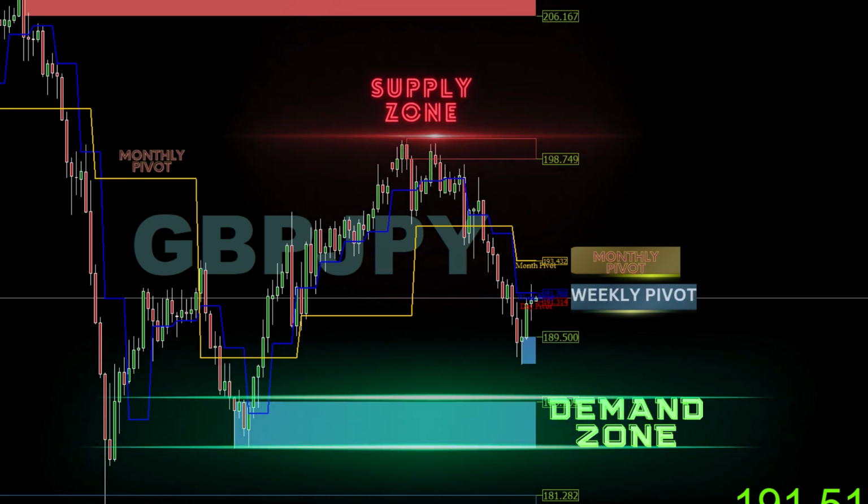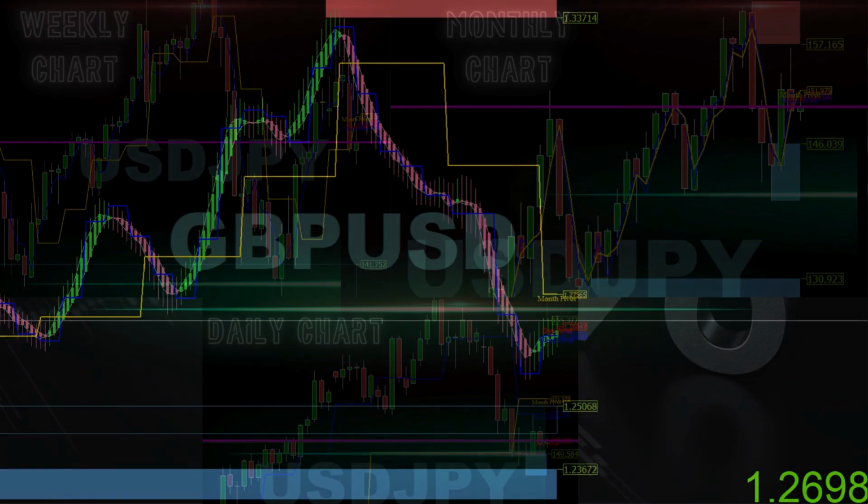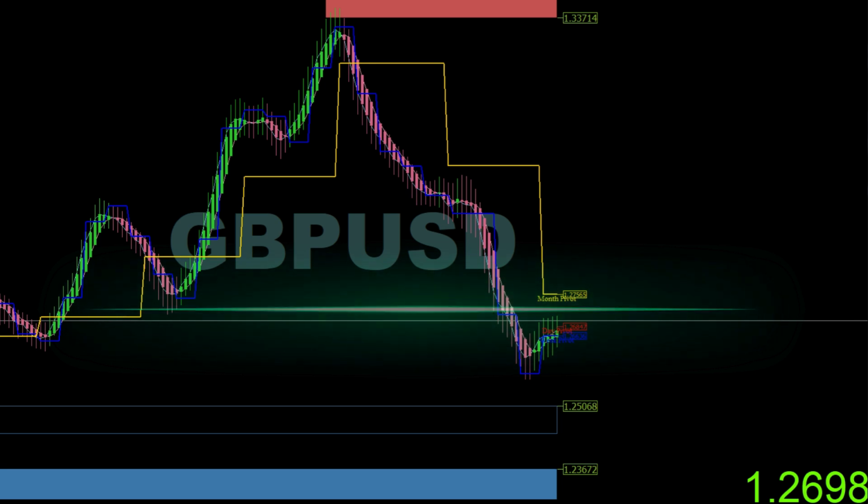Always look for zones with significant price movements. These indicate where institutional players are active. Use higher timeframes like daily, weekly, and monthly to confirm strong zones. Example using the recent price action of the British pound versus US dollar currency pair.